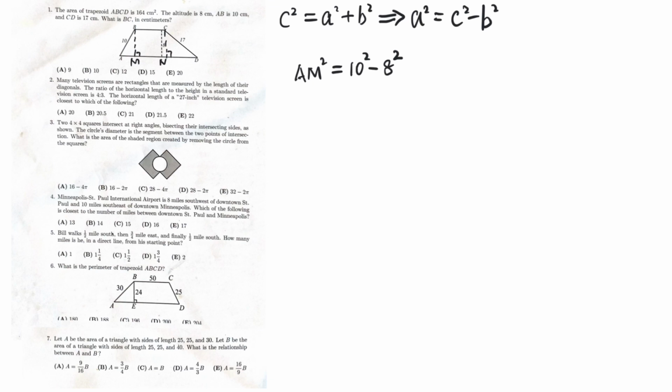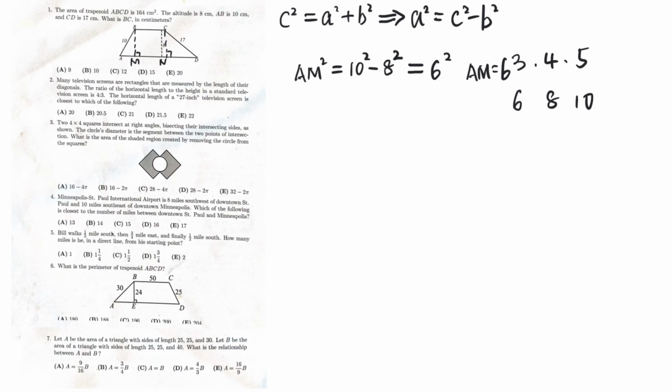From the Pythagorean triple, we know 3, 4, 5. Their multiple 6, 8, 10 is still a Pythagorean triple. So AM squared equals 6 squared. Using the calculation, we can also get 100 minus 64, which is 36. So AM equals 6.